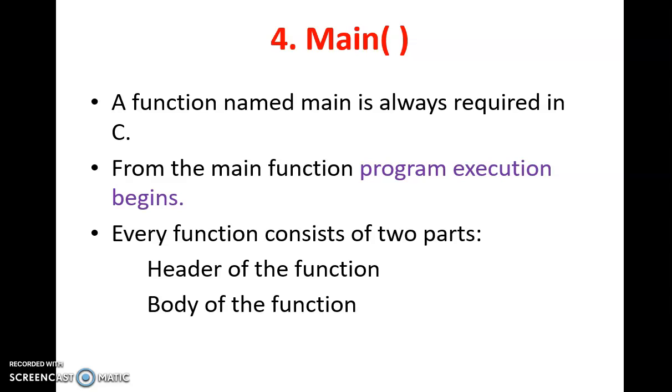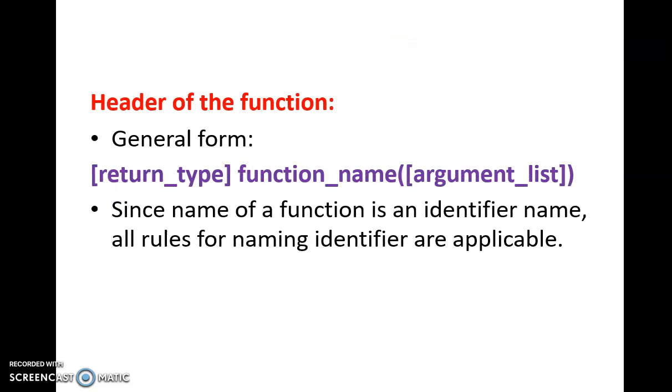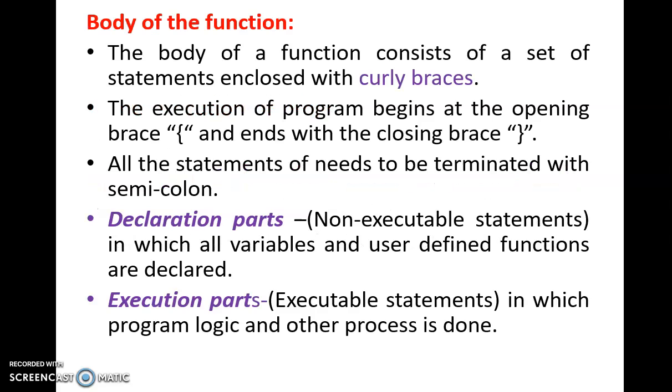Every function consists of two parts, header of the function as well as body of the function. Header of the function syntax is return type, function name. Within the parentheses, we have to mention the argument list. Return type can be of integer, floating point as well as character. Function name follows certain rules of naming the identifiers. Argument list can be empty or it cannot be empty. It can have n number of arguments. So it is optional. So we have mentioned it in the square bracket.